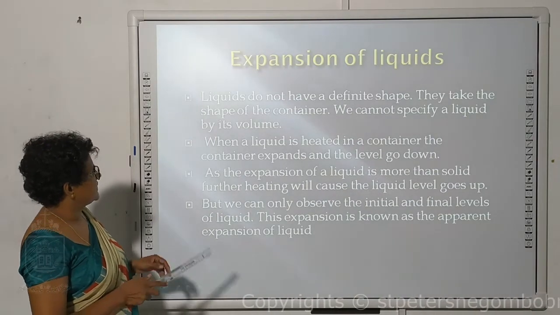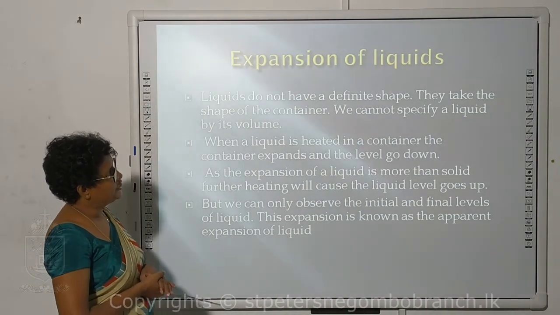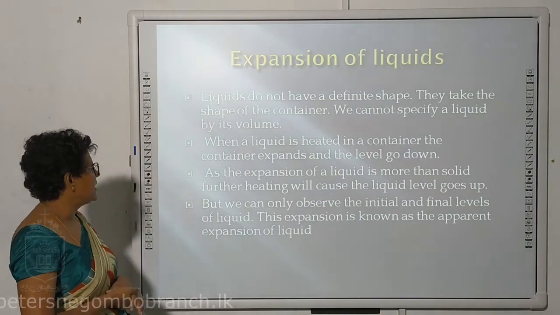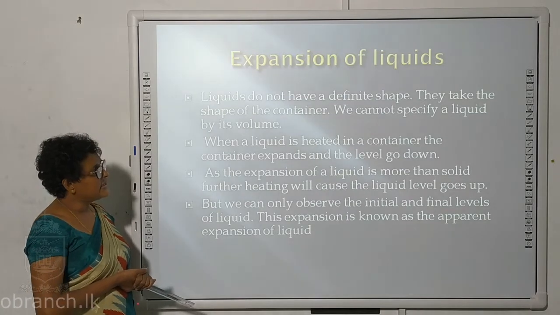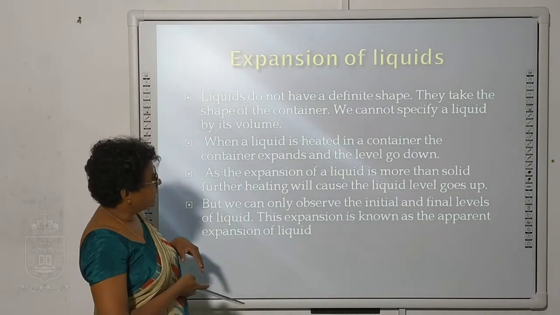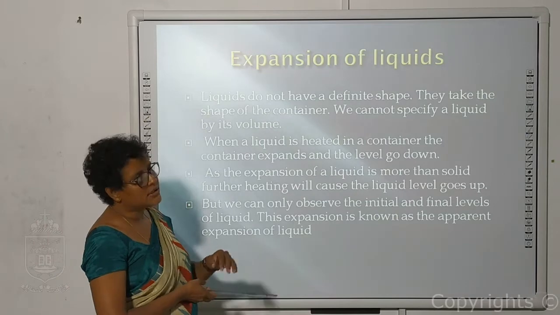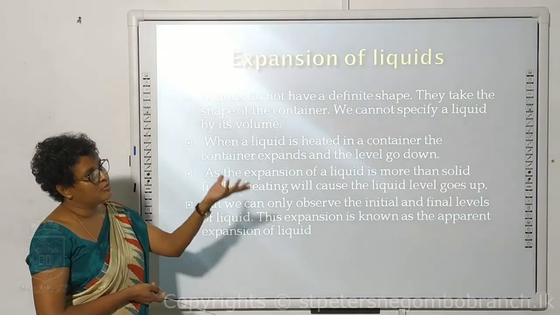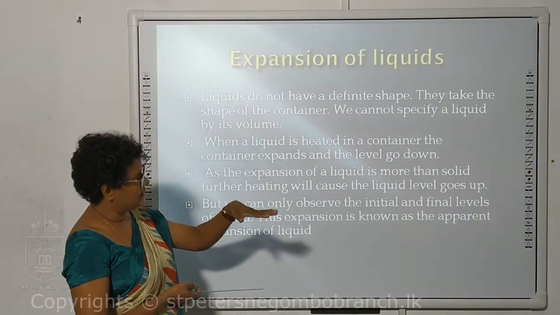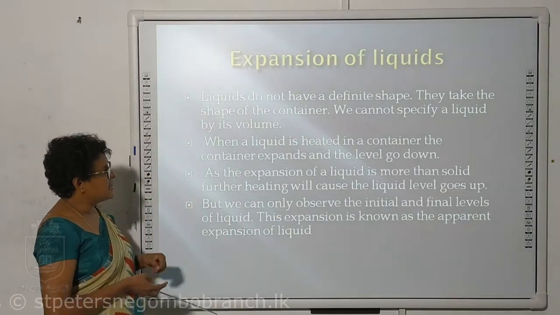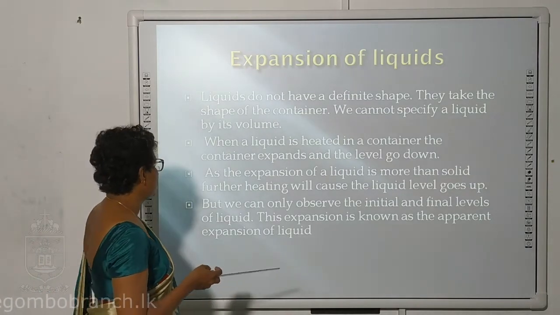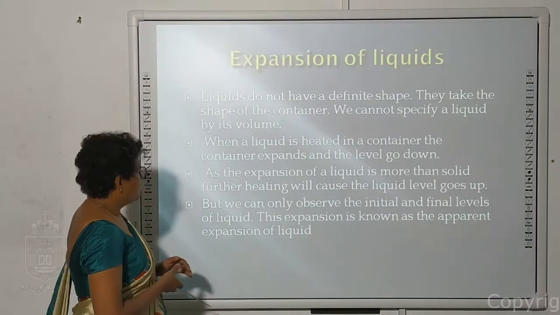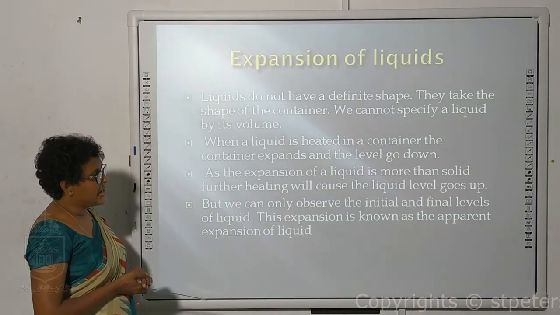Expansion of liquids. Liquids do not have a definite shape. They take the shape of the container. We cannot specify a liquid by its volume. When a liquid is heated in a container, the container expands and the level goes down. Right? First the level goes down. You expect the volume to go up, but first it will go a little down. As the expansion of the liquid is more than the solid, further heating will cause the liquid to go up. But we can only observe the initial and final levels.